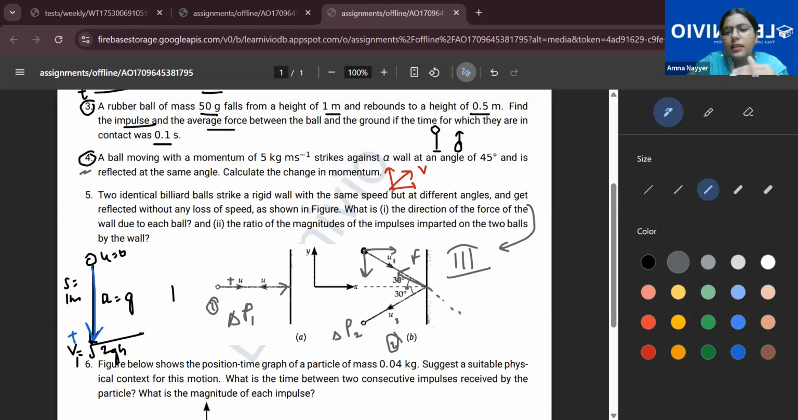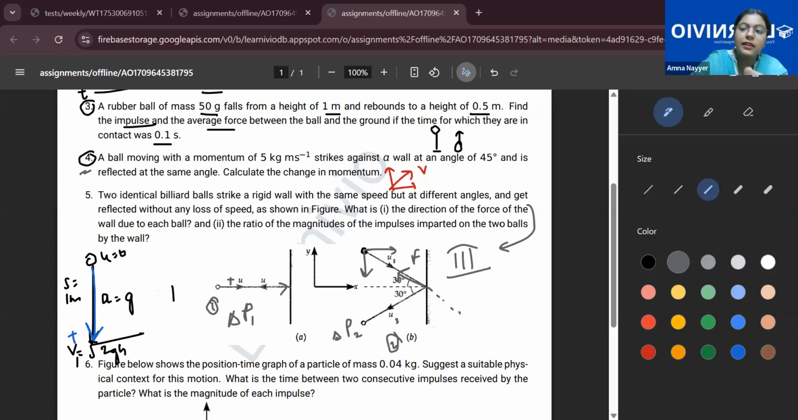So you can simply say 30 degree from the horizontal, or you take out the components, F cos 30 degree, F sine 30 degree. But I don't think that's needed because you don't want to solve anything. You're just telling the direction, 30 degree from the horizontal. That will tell the direction because you don't have to calculate anything in the first part. Second says magnitude of impulses, so you calculate delta P1 by delta P2.